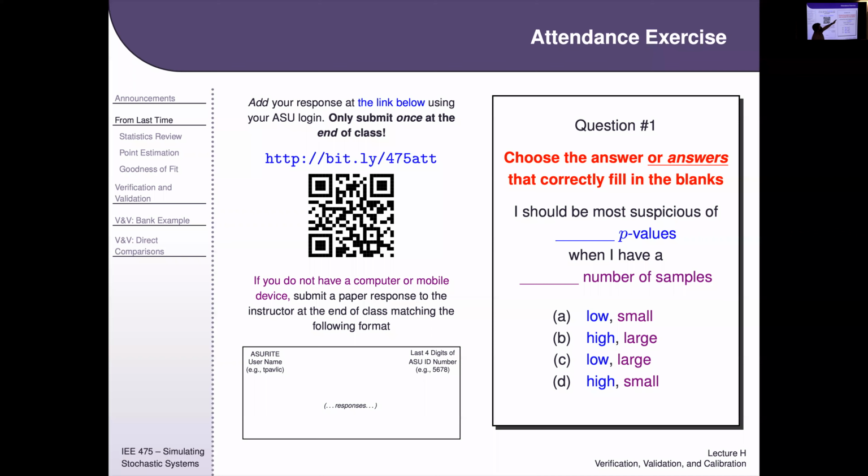The prompt here is: I should be most suspicious of blank p-values when I have blank number of samples. And so I'm asking you to select the answer or answers that would properly fill this in here. So take a second to submit what you think. You might say A, you might say A and C, whatever you would like. Put that into your attendance prompt here. So again, the question is on the slide.